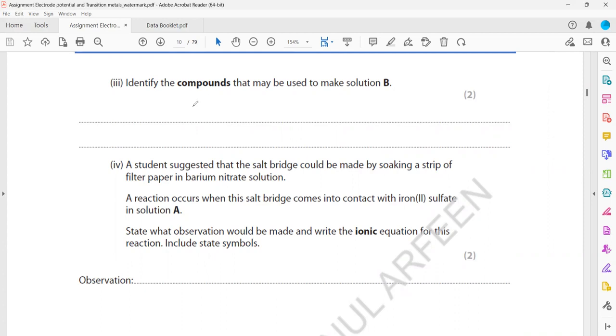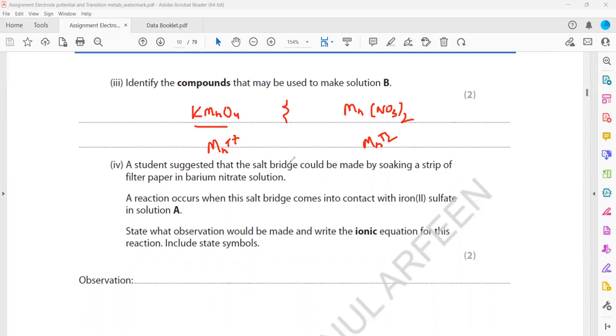So it should be a mixture of KMnO4 and manganese, because it should be soluble, and all nitrates are soluble. So manganese 2 nitrate. So it should be a mixture of these two. Why? Because this will provide Mn plus 7 ion, or MnO4 ion you can say, and this will provide Mn plus 2 ion.